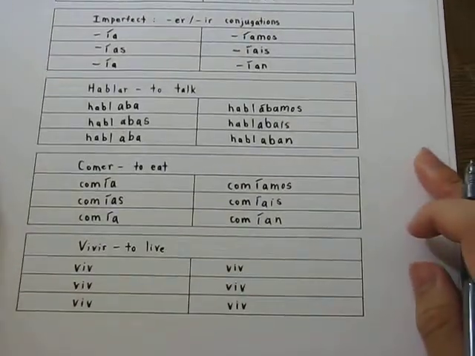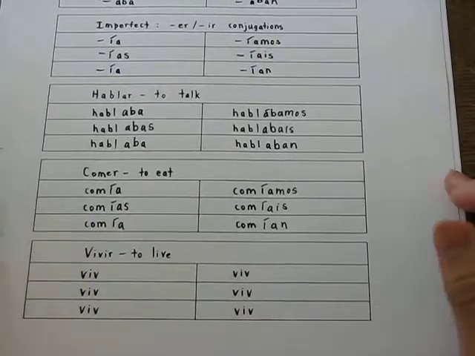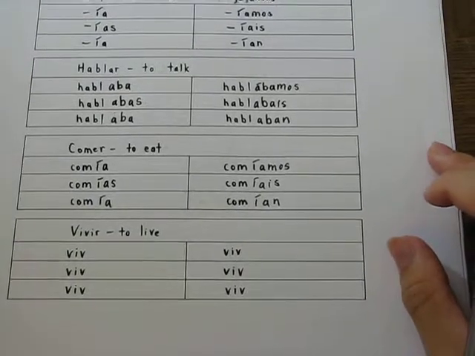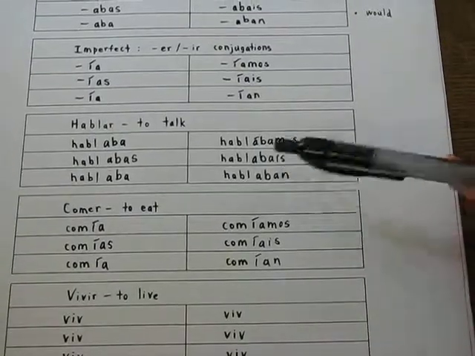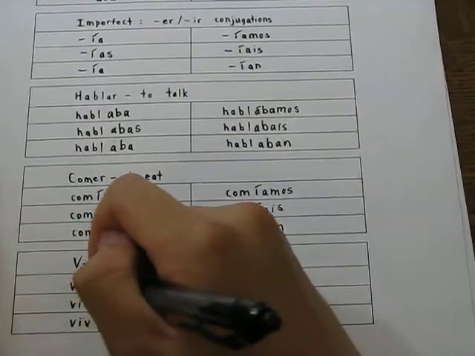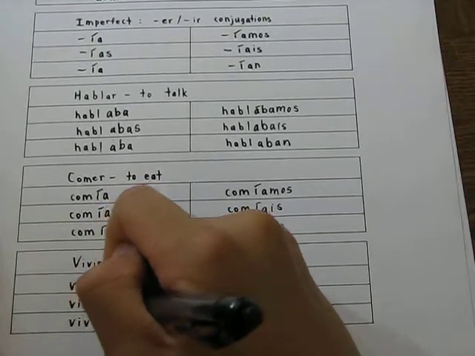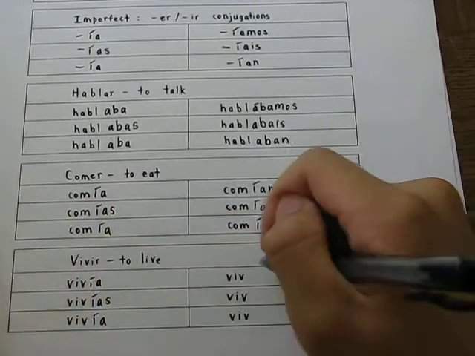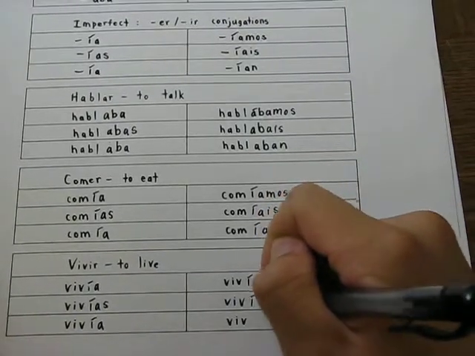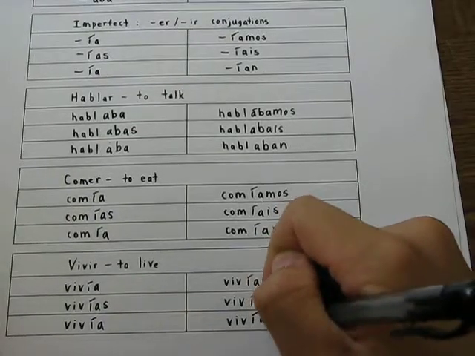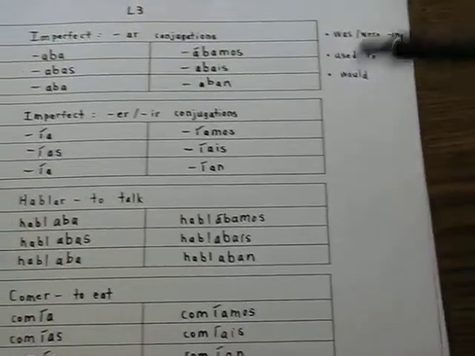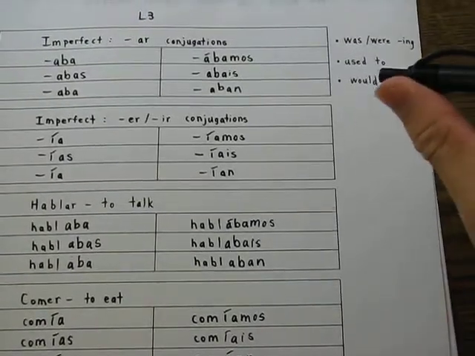And finally, we have vivir, which means to live. As always, I have removed the ending, and now we're left with the six stems. Vivir, which is an IR verb, requires the ER-IR conjugation as well. So again, we just throw on these endings, and we will be well underway. Vivía and beyond.